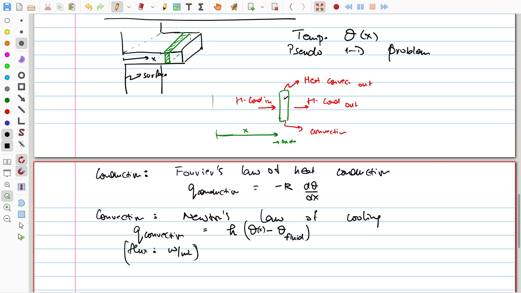Heat flows because of temperature difference, so there has to be a d theta by dx. If d theta by dx is positive, meaning the temperature along the fin is increasing, which is not what I expect, but let's say it was positive, then heat flows from right to left. Temperature increases from left to right, so heat flows from right to left, high temperature to low temperature. That's the reason we have a negative sign. And k is called thermal conductivity.